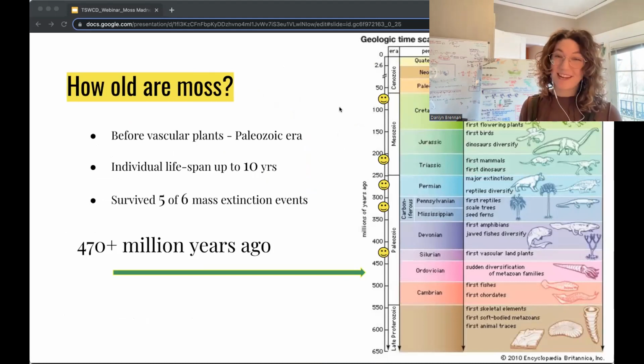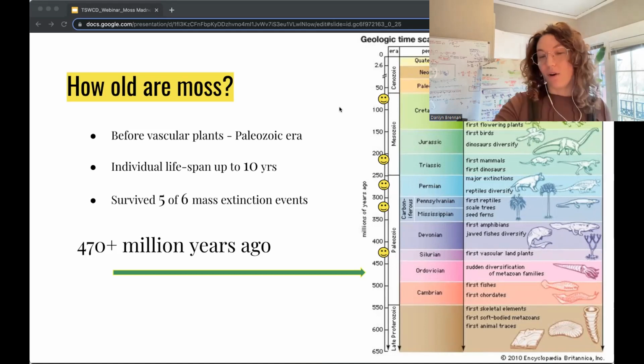and they have fossils dating back to 470 million years ago. So that's really far back. That's before any vascular plants took hold of the land. So moss are very, very ancient, and they are tough. Evolutionarily speaking, they've lived through 5 of 6 mass extinction events.